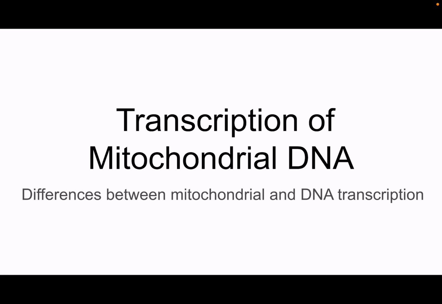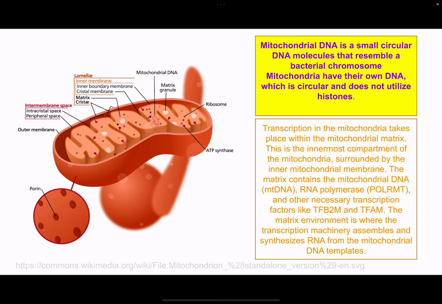Hi, today we'll talk about transcription of mitochondrial DNA and we'll look at the differences between mitochondrial and nuclear DNA transcription. Mitochondrial DNA is a very small circular DNA molecule that resembles a bacterial chromosome. It is not present inside the nucleus, it is outside the cellular nucleus, and it has its own DNA, which is circular and does not utilize histones as compared to cellular DNA that has histones.